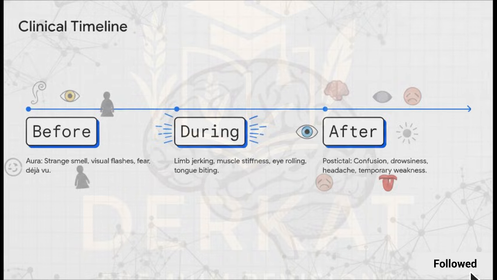These are warning signs like a strange smell, visual flashes, sudden fear, or this really intense sense of déjà vu. During the active seizure, depending on the type, you might see limb jerking, eye rolling, tongue biting, or incontinence. But just as crucial is what happens after. This is the postictal phase, and it's characterized by confusion, drowsiness, a severe headache, or even this fascinating phenomenon called Todd's paralysis, which is a temporary localized weakness.